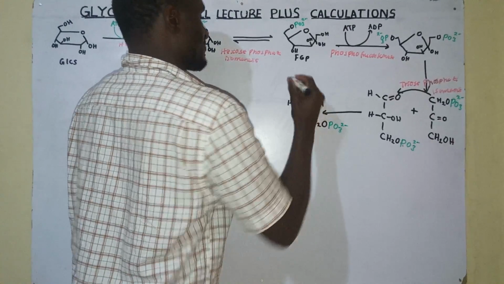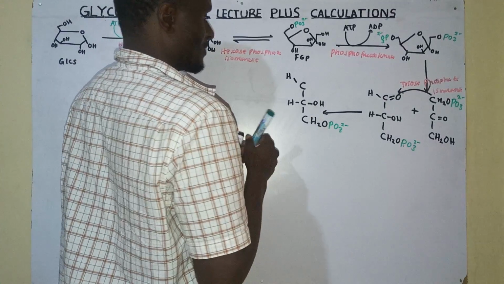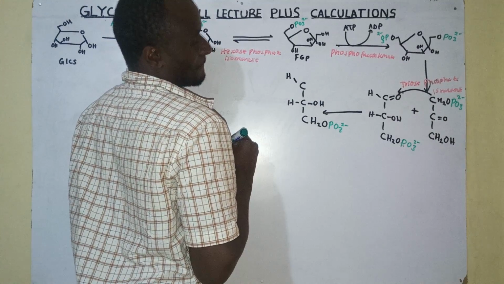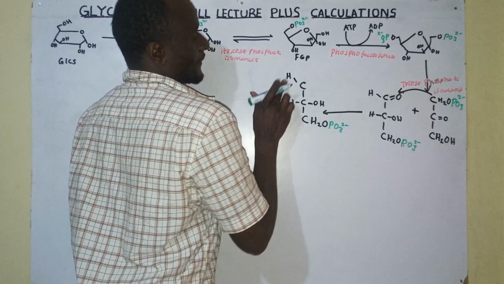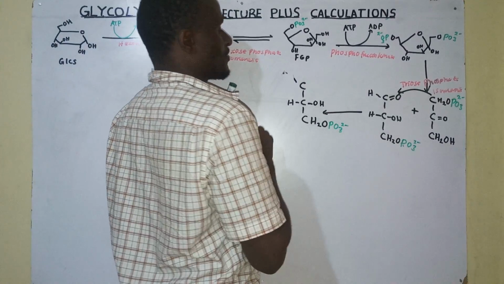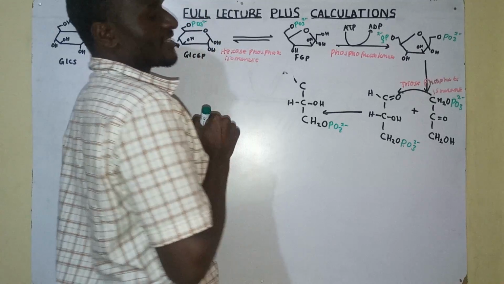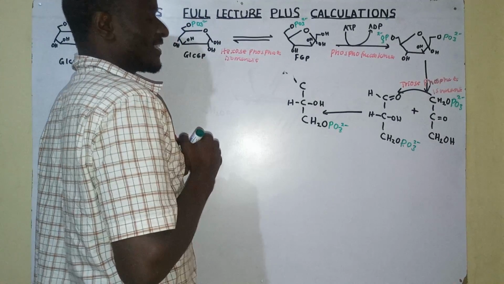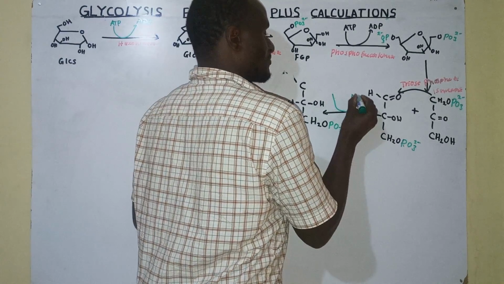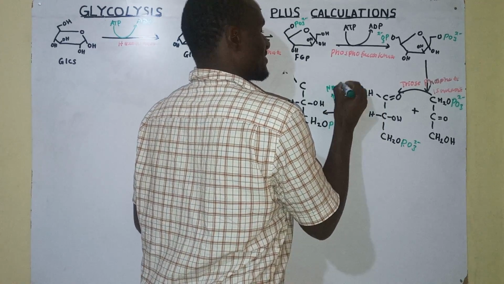So it is 1,3-bisphosphoglycerate. So I proceed. I have said that at step number 6 it involves 2 things. So glyceraldehyde 3-phosphate dehydrogenase enzyme carries hydrogen atoms onto NAD plus to form NADH.